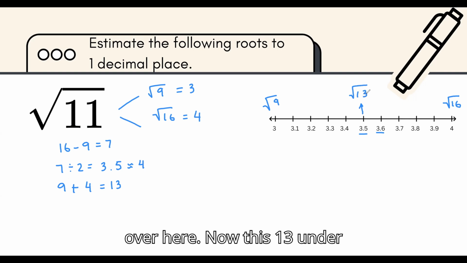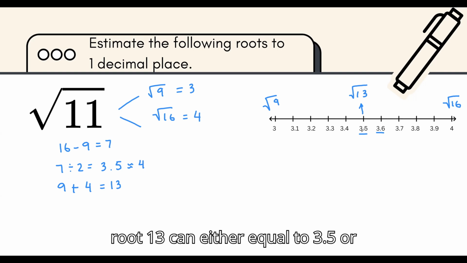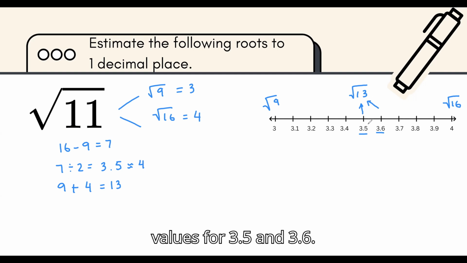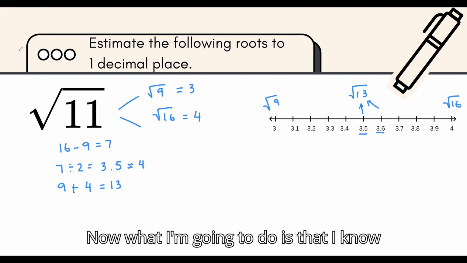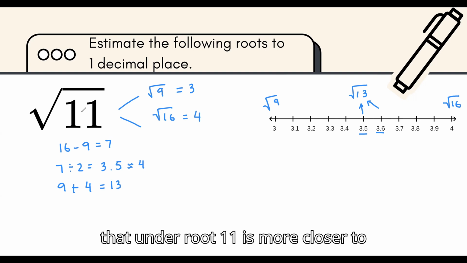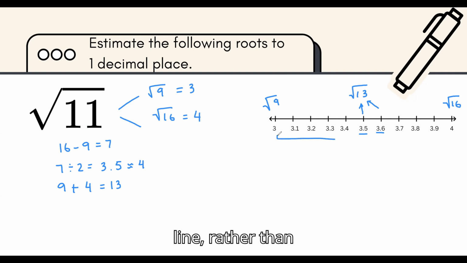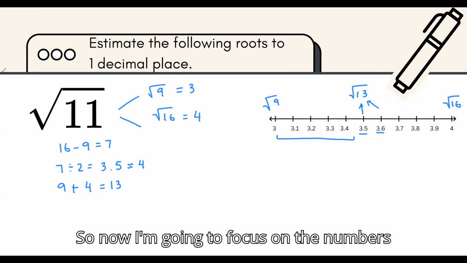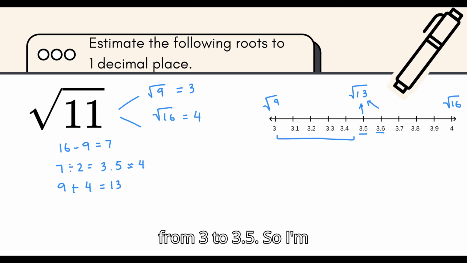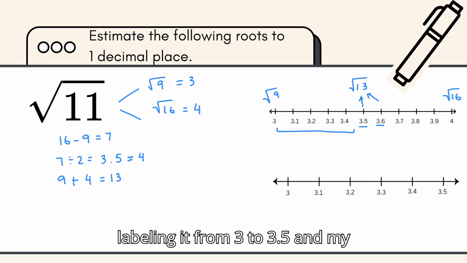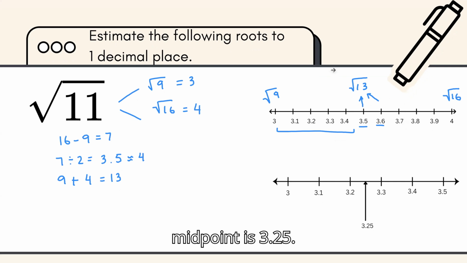Now this under root 13 can either equal 3.5 or 3.6. So it's an approximation for the values 3.5 and 3.6. Now I know that under root 13 is closer to under root 9 on my number line, rather than under root 16. So now I'm going to focus on the numbers from 3 to 3.5. So I'm making another number line and I'm labeling it from 3 to 3.5. And my midpoint is 3.25.